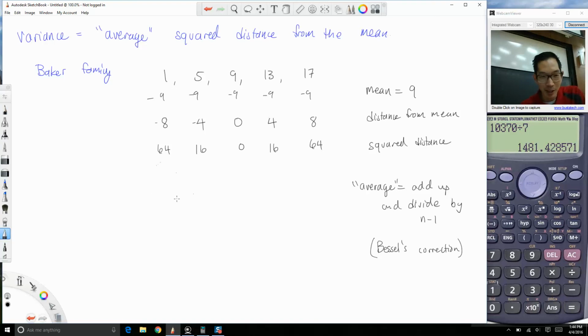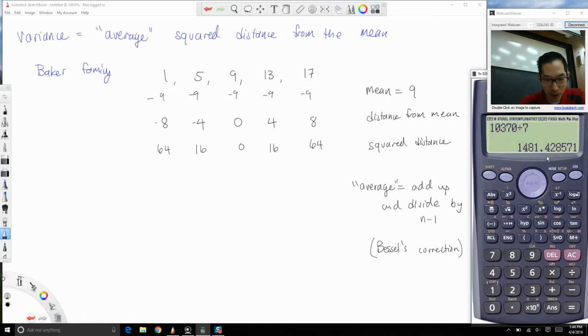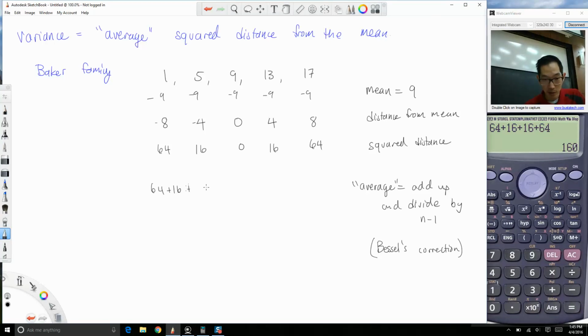Okay, so we add them up. What do we get? 64 plus 16 plus 0 plus 16 plus 64 is 160, and then I divide by n minus 1 rather than 5, or n. So I have 160 divided by 4, and I get 40. So my variance is equal to 40.